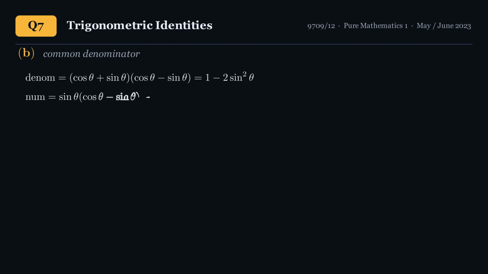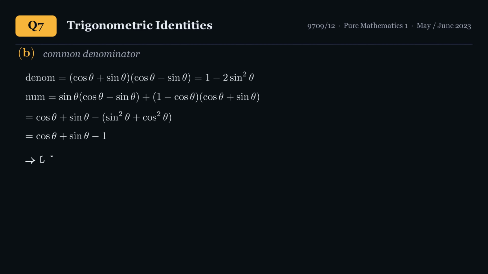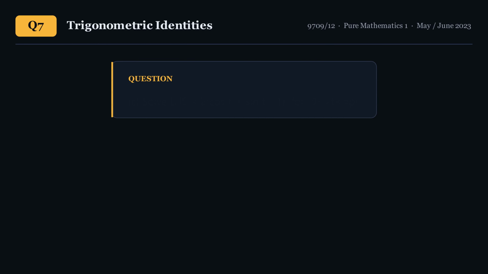That equals 1 minus 2 sin squared t. Expand the numerator. It simplifies to cosine t plus sine t minus 1. Write as one fraction over the common denominator. So the left side equals the right side. Identity proved.